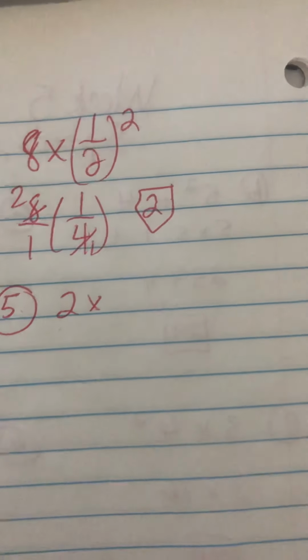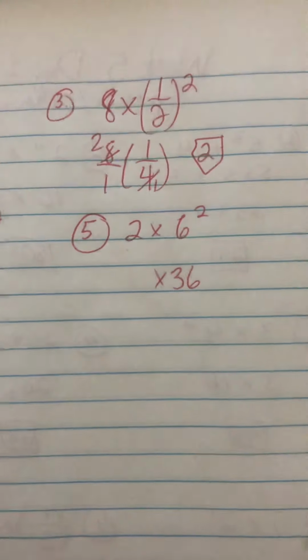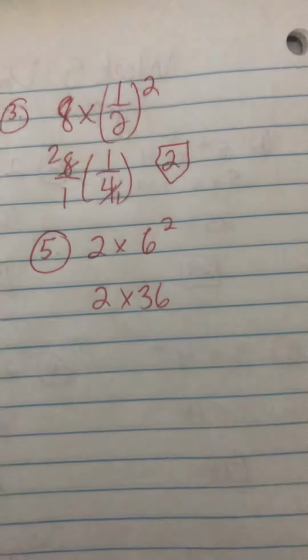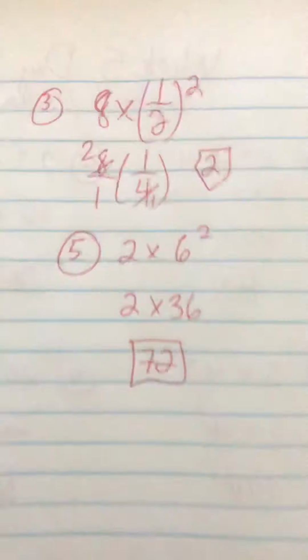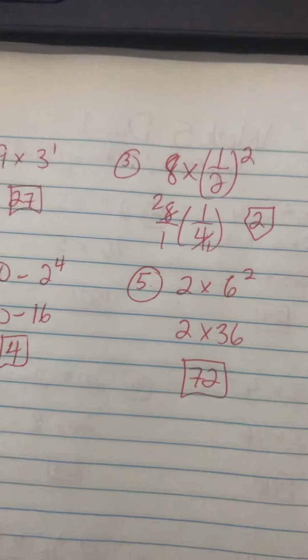Very good. Number 5. Number 5 says 2 times 6 to the second power. So 6 to the second power is, very good, 36. And you guys are probably not even saying along with me. That's all right. 2 times 36 is what? You guessed it. Good job. And so we see that, and we're all done.